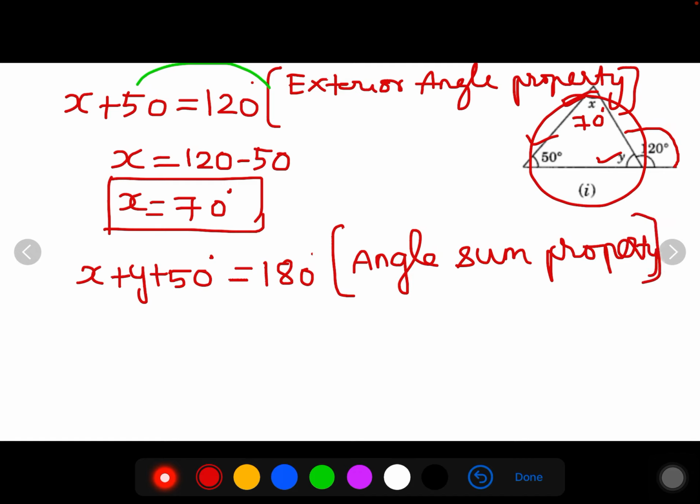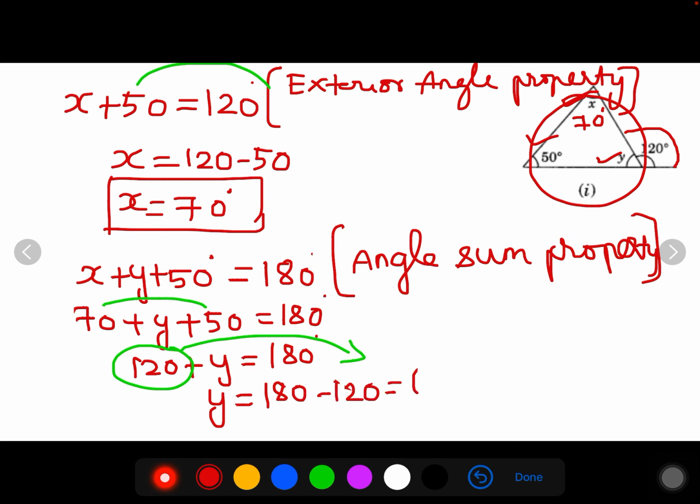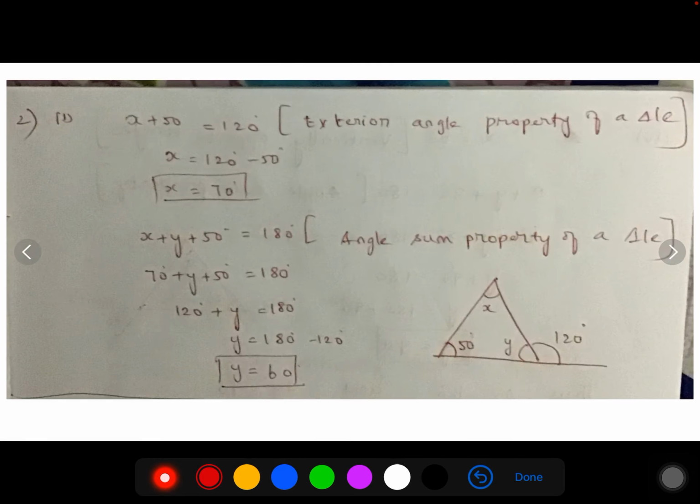Just now we found that the value for x is 70 degrees. So just substitute the value. 70 plus y plus 50 is equal to 180 degrees. Now add these two angles. 70 plus 50 is 120. 120 plus y is equal to 180 degrees. Therefore, y is equal to, bring this plus 120 to the other side. It becomes minus 120. So the answer is 60 degrees. The value for y is equal to 60 degrees. This is your answer. So the unknown angles x is 70 and y is 60 degrees. You'll be writing down the answers like this.